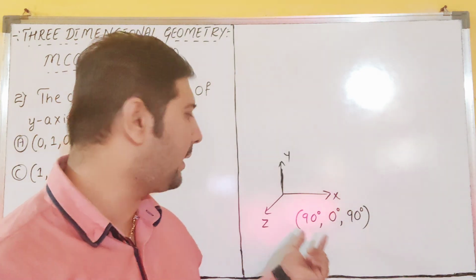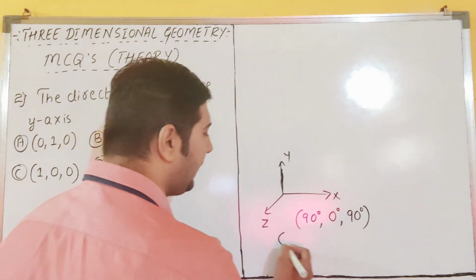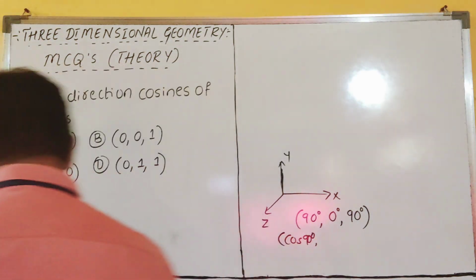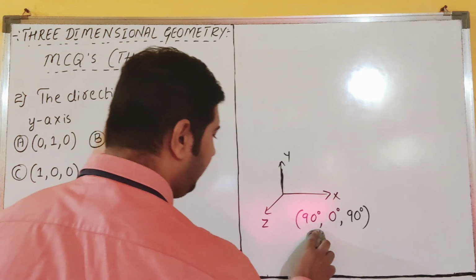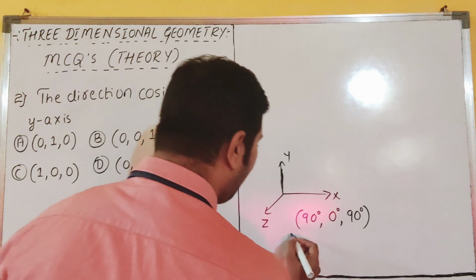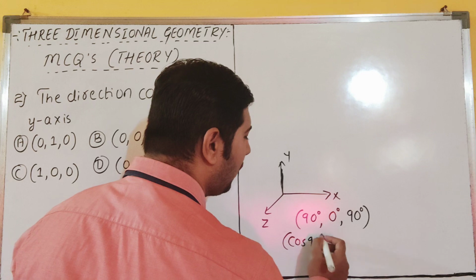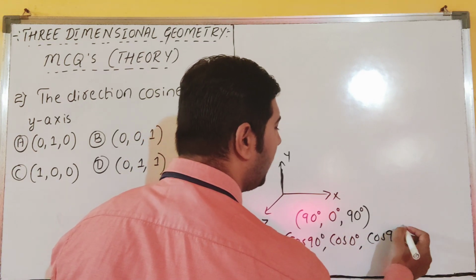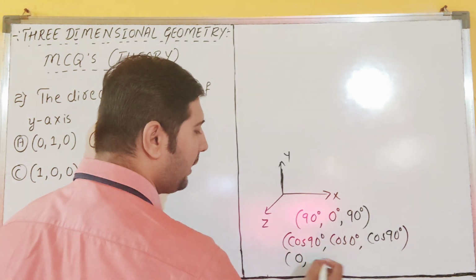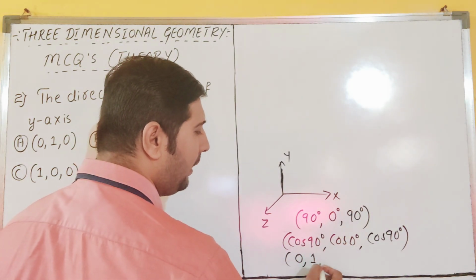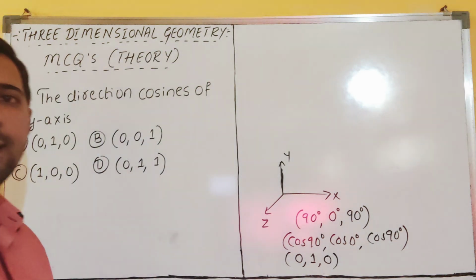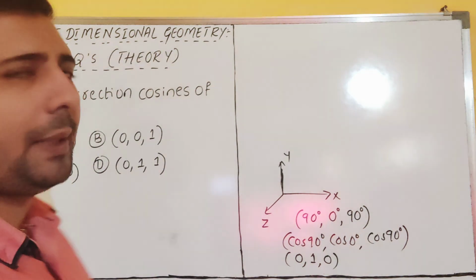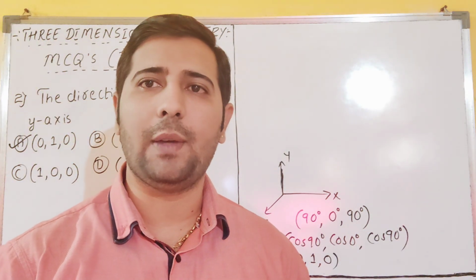So cos 90 is how much? 0. Cos 0 is 1. Cos 90 is 0. So 0, 1, 0 is our answer, dear students. That is matching with our option A. A for awesome is our answer, dear students. I hope it is clear for everyone.